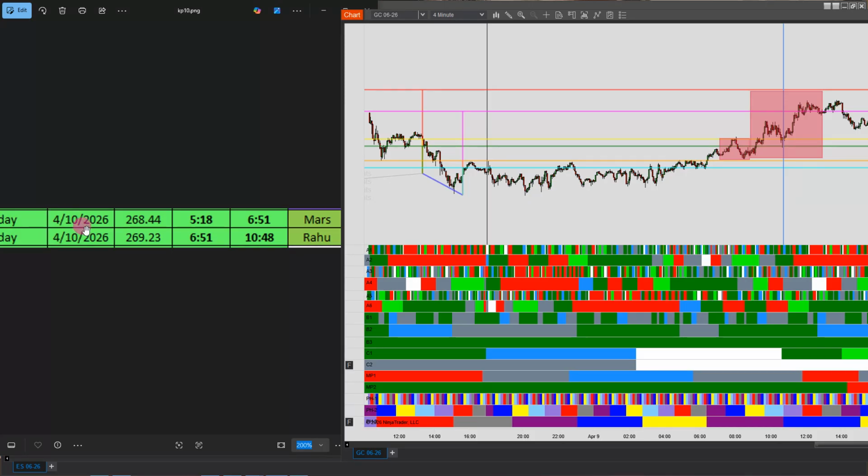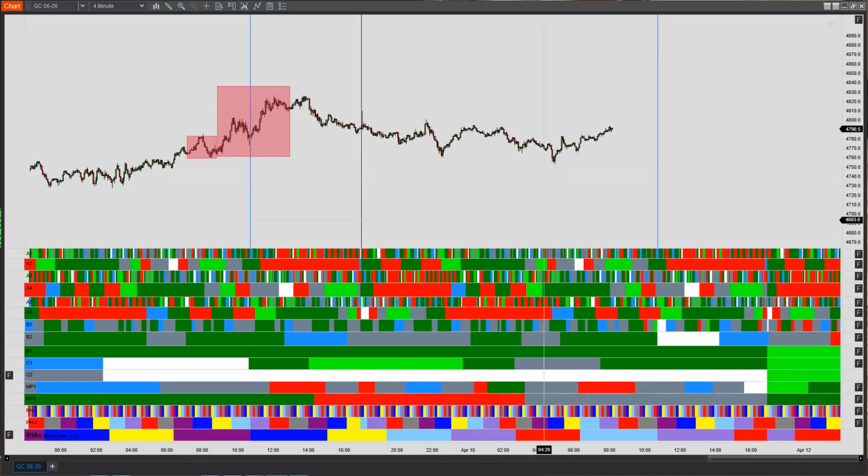Now today on the 10th, you can see the segments are repeating. We've got the bullish setup from 518 to 651 for Mars, and 651 to 1048 today for Rahu. So we're going to look for similar patterns to take place today. This is the gold chart. Today we're operating on the light blue pH3. You can see the end of the pH3 segment right here where my cursor is, where I've got that blue vertical line. It's about 1044 right there.